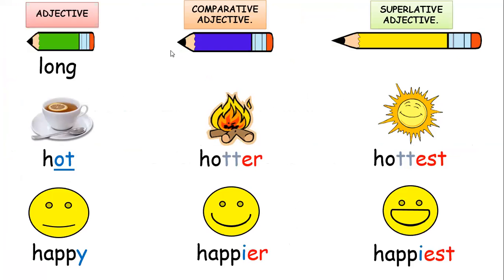Okay, here, long. There is nothing to change here. There is no rule to follow here. Two consonants, so the comparative will be longer and the superlative will be longest. Hot, because we have one vowel before the last consonant: hotter, hottest. Happy, we cross out the Y: happier, happiest.